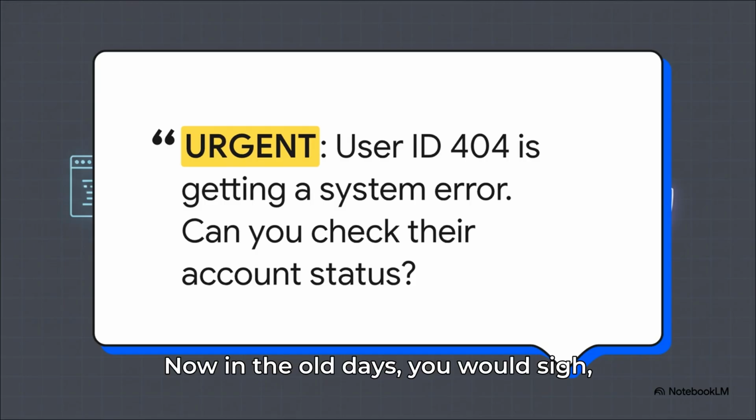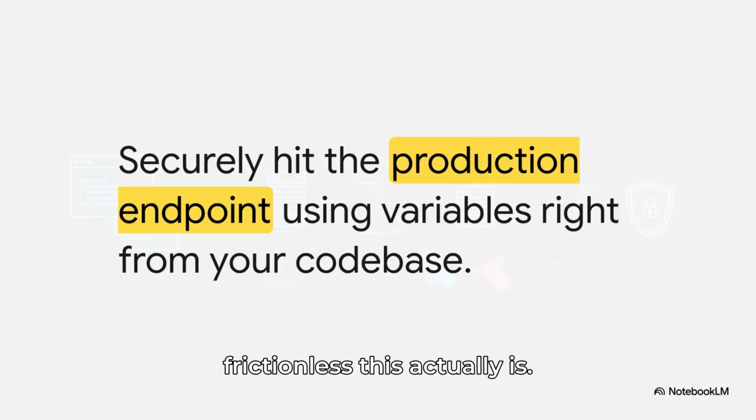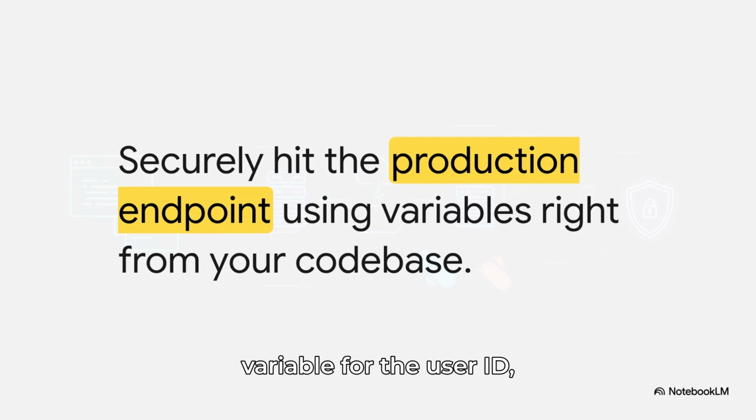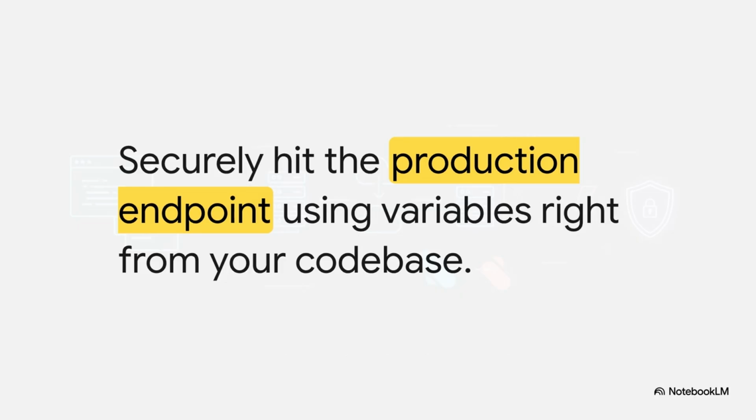Now, in the old days, you would sigh, open up a heavy GUI tool, wait for it to load, find the right workspace, and finally navigate to the endpoint. But not anymore. Let's see how frictionless this actually is. You just stay right in VS Code, you open your repository's supportchecks.http file, you click the bottom right corner to instantly switch your environment to prod, you update a quick variable for the user ID, and you execute the GET request using your variables. Boom! You've securely hit the production endpoint without ever exposing the base URL or tokens in the file itself, and best of all, without ever losing your place in your codebase.